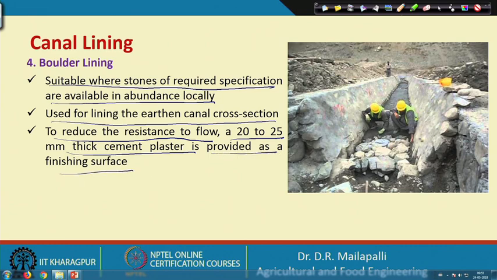So, once the boulders are placed, in order to plaster them and get a smooth surface, around 20 to 25 thick cement plaster is applied on top of the boulders.